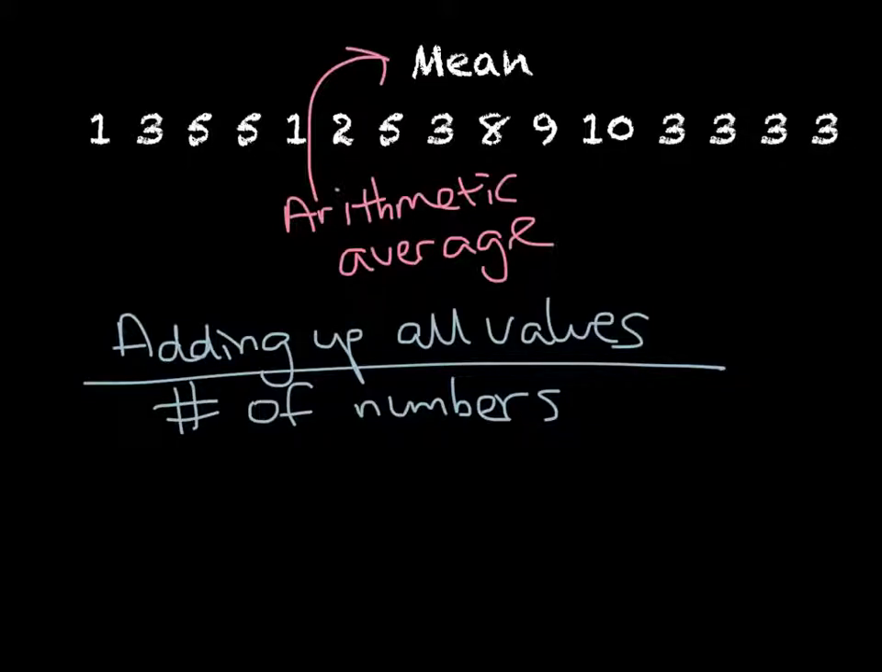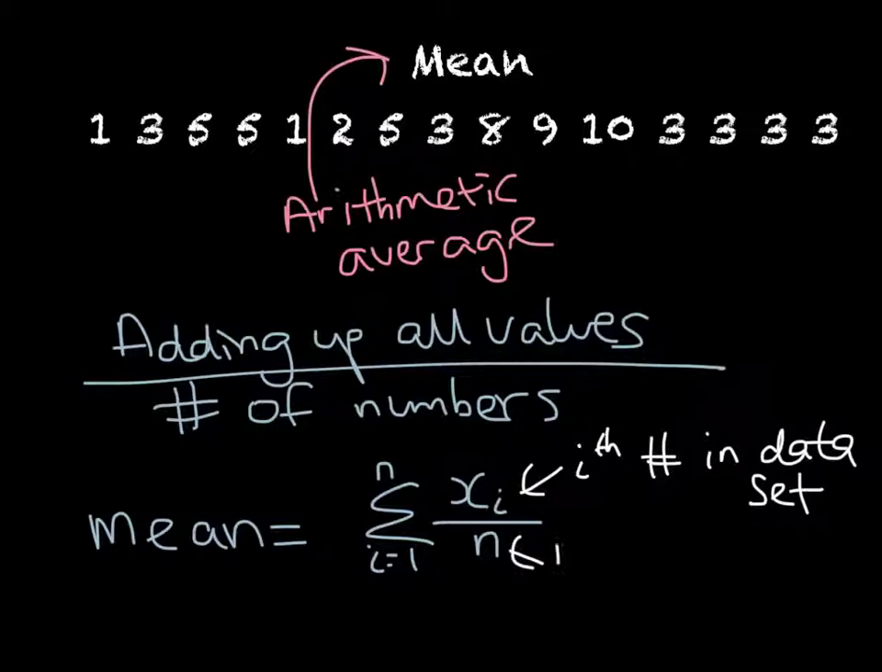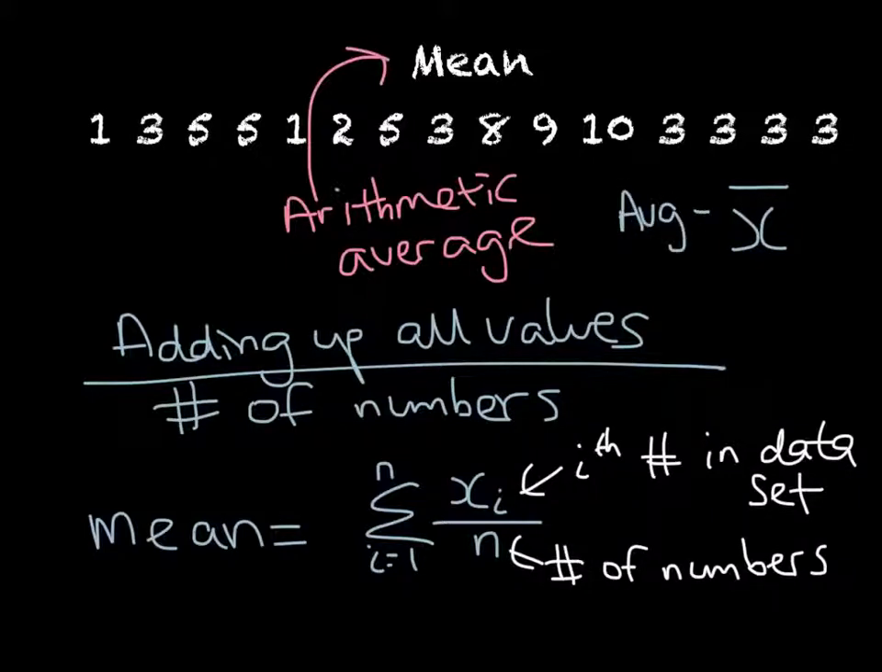We can write this formula in sigma notation. So the mean equals the sum from 1 to n of xi over n, where xi just represents the ith number in the data set, and n represents the number of numbers. One way that we often write the mean is x bar, and that just means the average of the set of numbers.